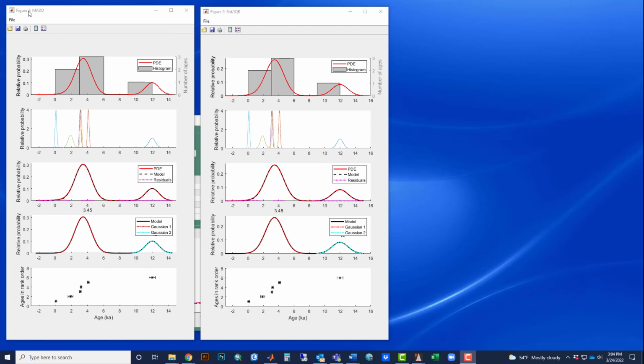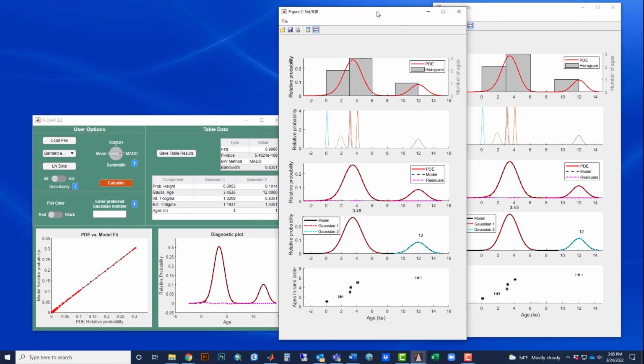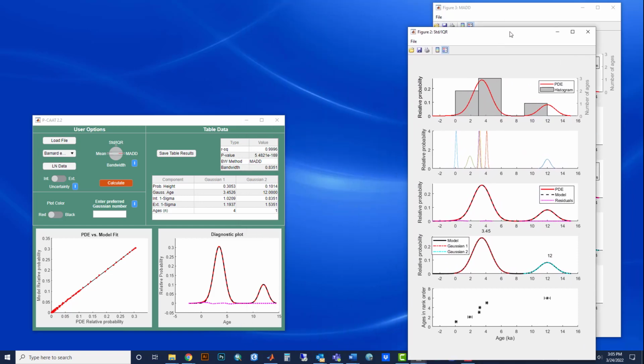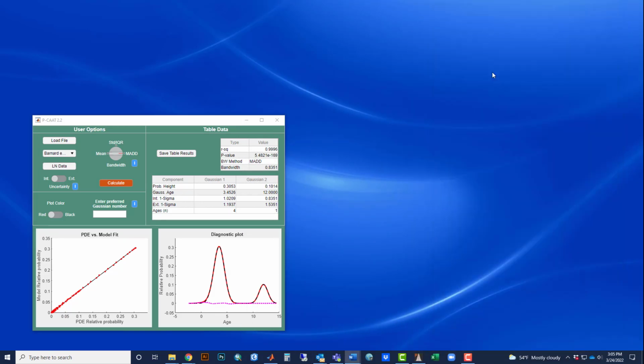Both the standard deviation and the MAD bandwidths give apparently very similar results. Each of the peaks are labeled. We can move these legends out of the way. And in fact, we see identical peaks, 3.45, 3.45, and 12 and 12. This seems to grab this cluster fairly well, and it looks like it has several ages. So I would look at one of these two bandwidths as the best predictor, and they're basically the same. In a case like this, I would choose whichever estimator gives me the smallest bandwidth. So let's rerun both of those and look at those two numbers.